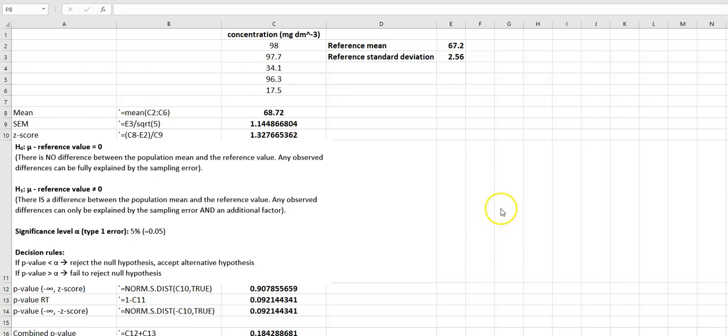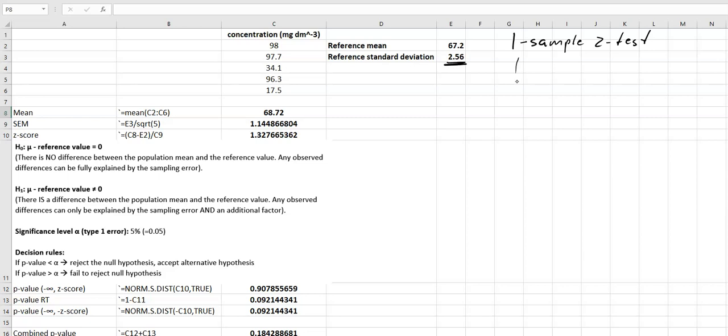In this tutorial, I want to demonstrate how we can perform a one-sample z-test in Excel. So we are going to do a one-sample z-test. And the z-test is based on the normal distribution. And we can use a z-test when we have a known reference standard deviation.